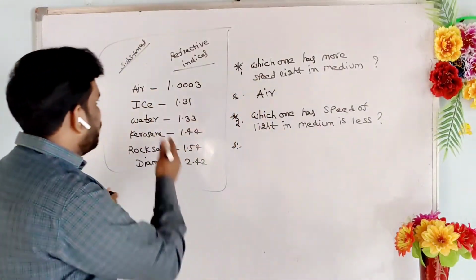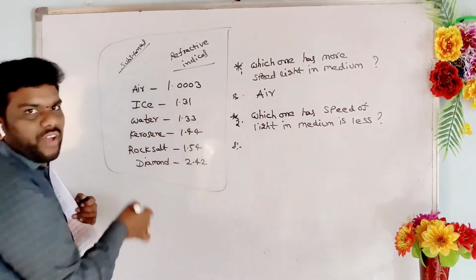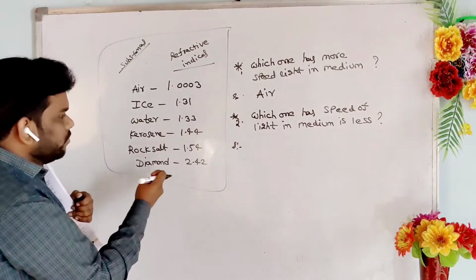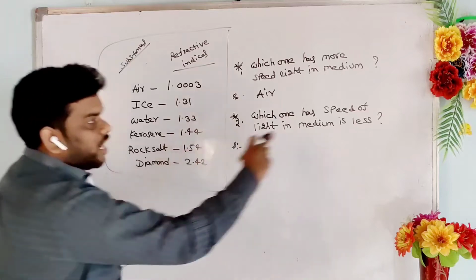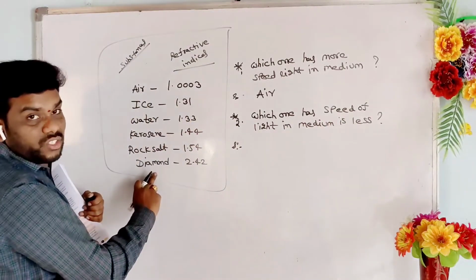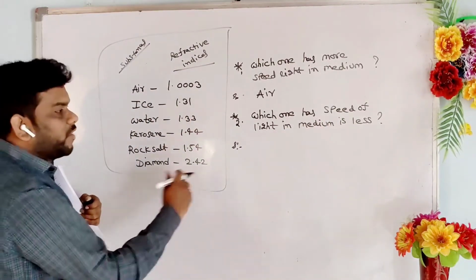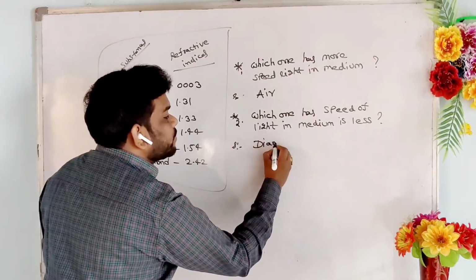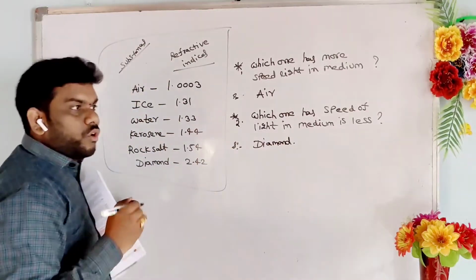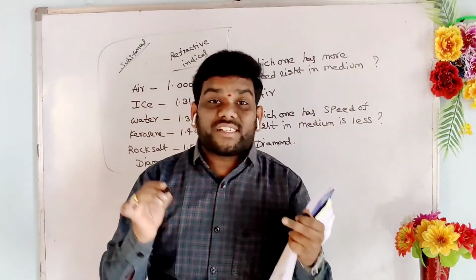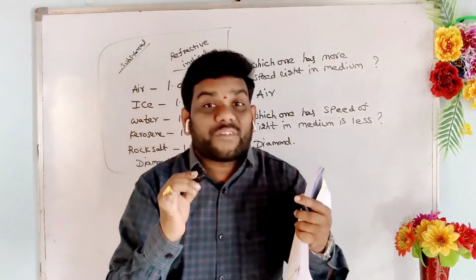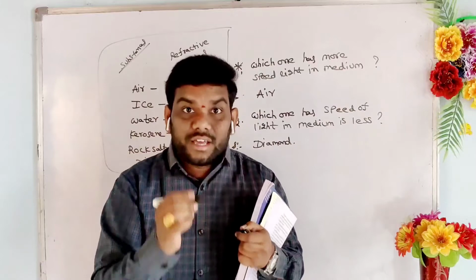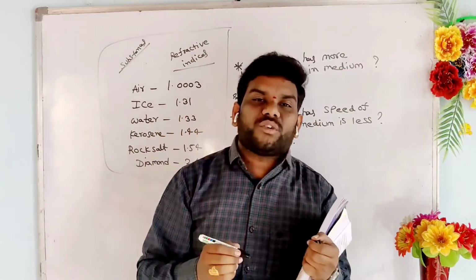Let's start. So based on these values, what is the highest value? Diamond. Here they asked for less speed, so here we have to look at the highest. What is the highest value? 2.42. Then finally our answer is diamond. So different substances have different refractive indices, and refractive index is inversely proportional to speed of light in medium. Okay students, that is the relation between refractive index and speed of light in medium.